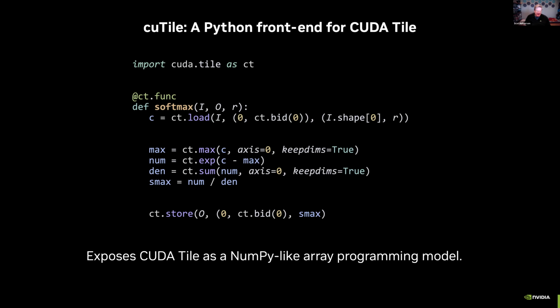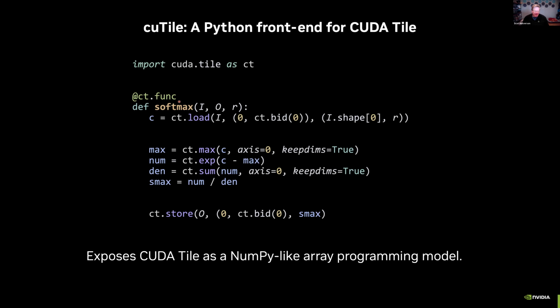So this example is implementing a softmax across my array. And you can see some of the operations that are defined here and how they're implemented. As an example, just to get CUDA tile in your Python application in the first place, we do this import cuda.tile as ct. Let me bring up my laser pointer so you guys can see what I'm pointing at. So this is the initial step, bringing CUDA tile into Python.